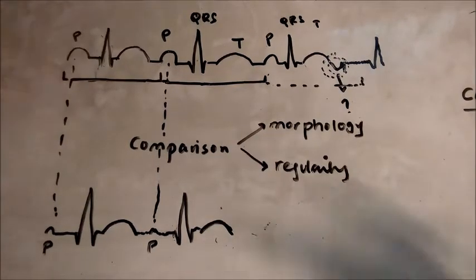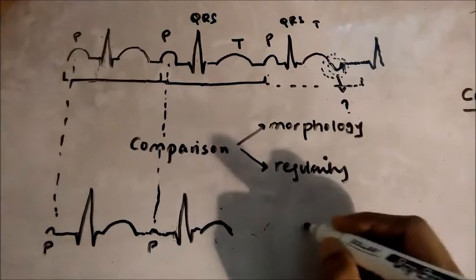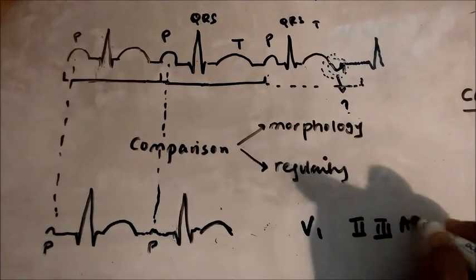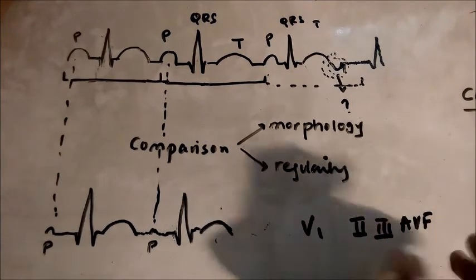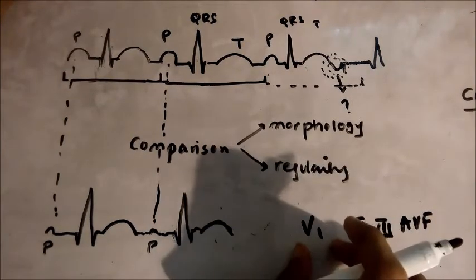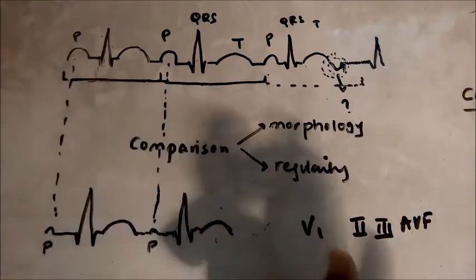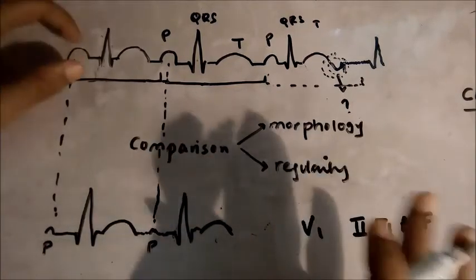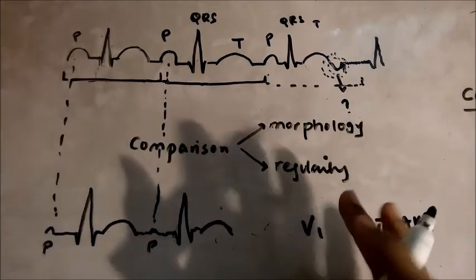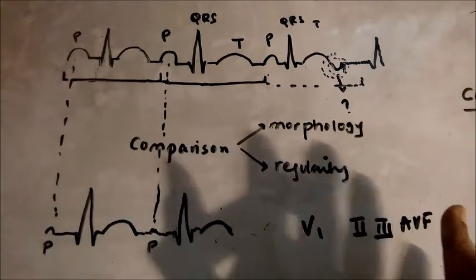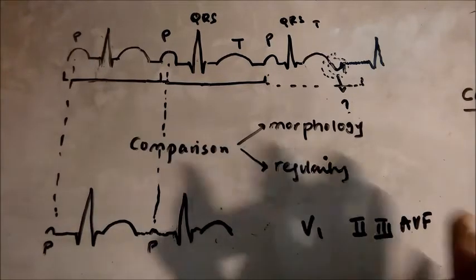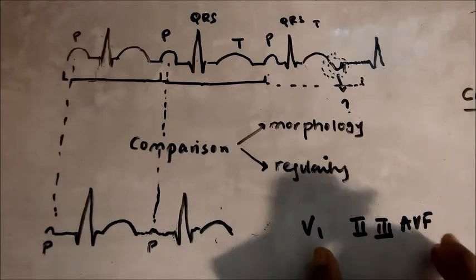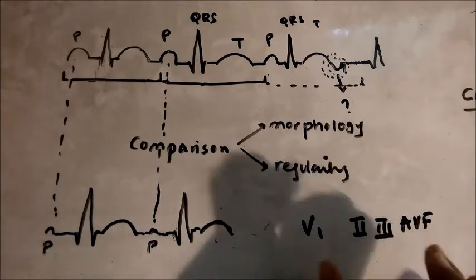P waves are best seen in the inferior leads and V1. The inferior leads are 2, 3, and aVF, and then V1. If you don't know these leads, it doesn't really matter. Just remember that there are certain leads which show these waves in a better way. So when you're looking for a certain type of wave, or an abnormality in a certain type of wave, you should start with the more important leads, where you can find these waves.